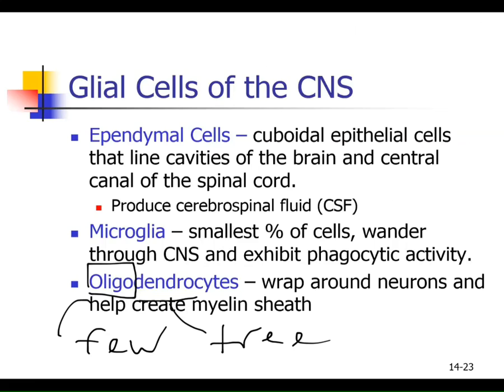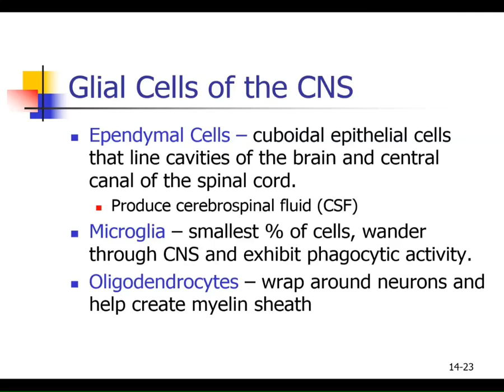Okay. What cell did this job back in the peripheral nervous system? What cell made the myelin? Individual little cells wrapped around the axon? Schwann cells, right? So oligodendrocytes are like Schwann cells, except oligodendrocytes are only found in the CNS. Schwann cells are only going to be seen in the peripheral nervous system. And I'll come back to that.